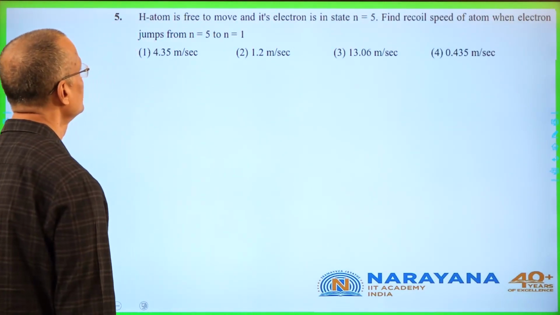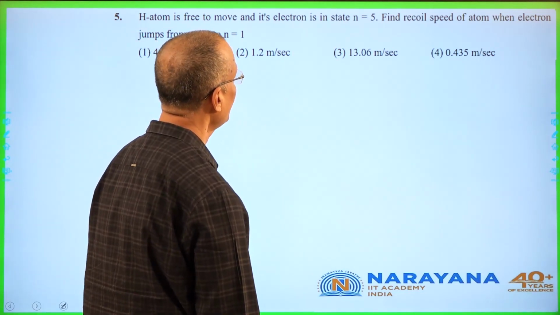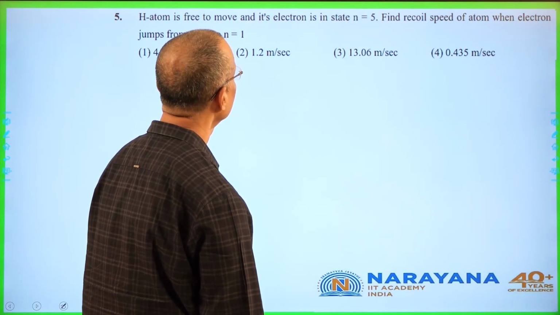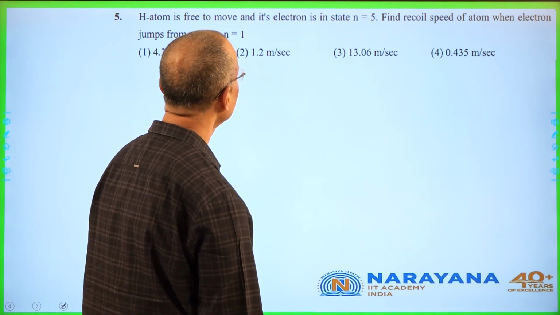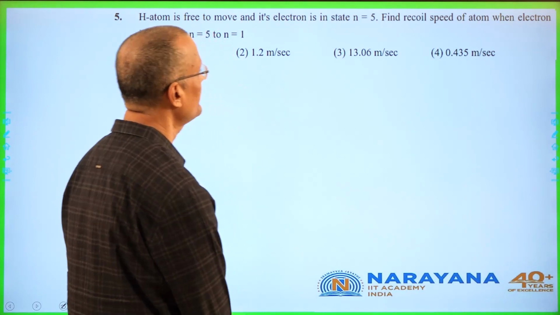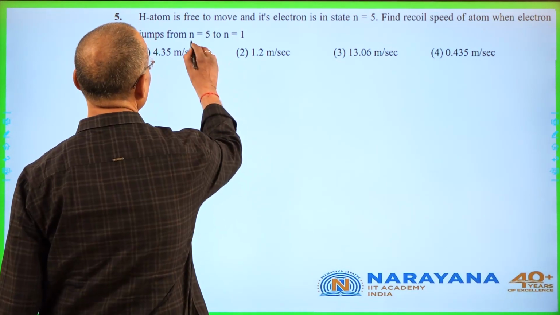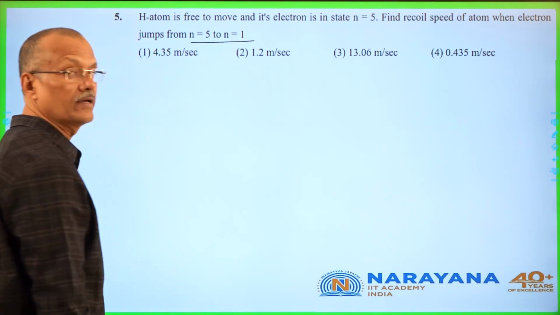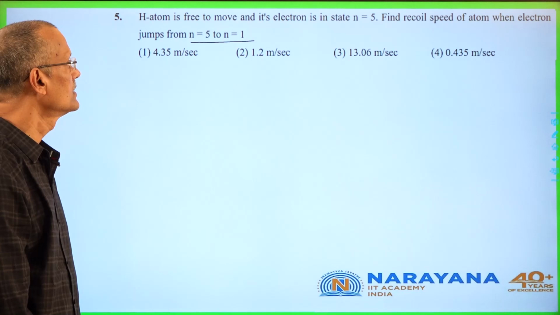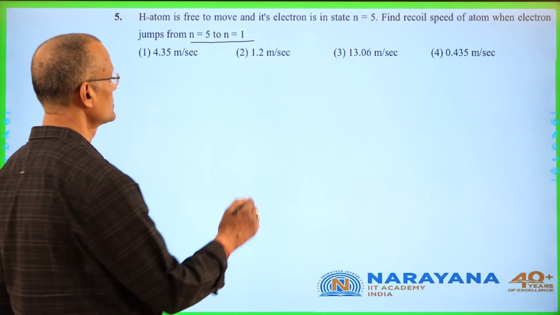Hydrogen atom is free to move, its electron in state n equal to 5. Find recoil speed of atom when electron jumps from n equal to 5 to n equal to 1. They are asking you recoil speed. How much difference of energy is there?